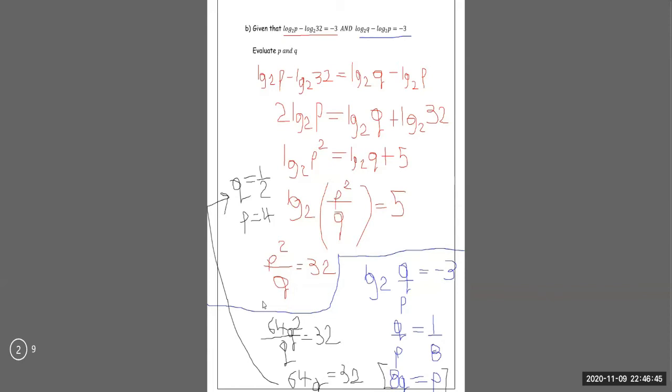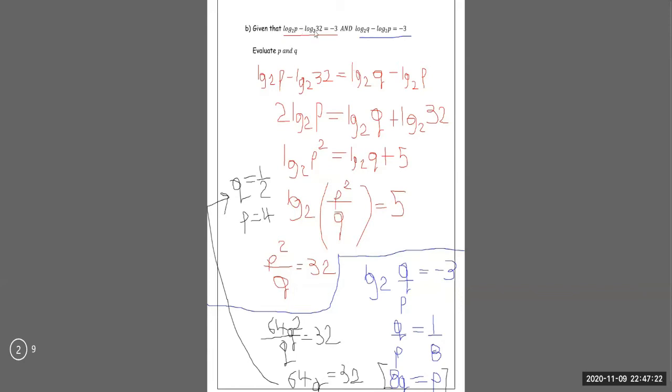Sir, I think I got it another way though. There's another way to do it. Okay. Sir, if you just solve the first equation, if you do log base 2 of p minus log base 2 of 32 equals minus 3, and you change log base 2 of 32 to 5, and then bring it over, you would get log base 2 of p, and you can solve for p and q from that. Yeah. That's another method. I love that you're seeing that as well.